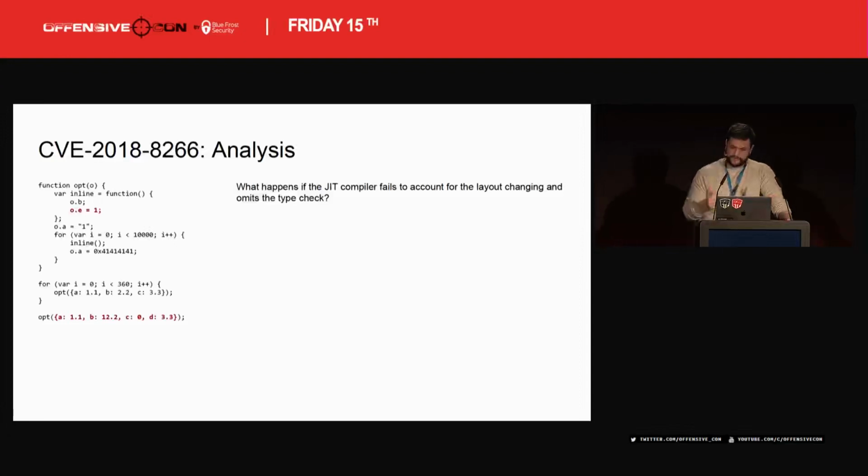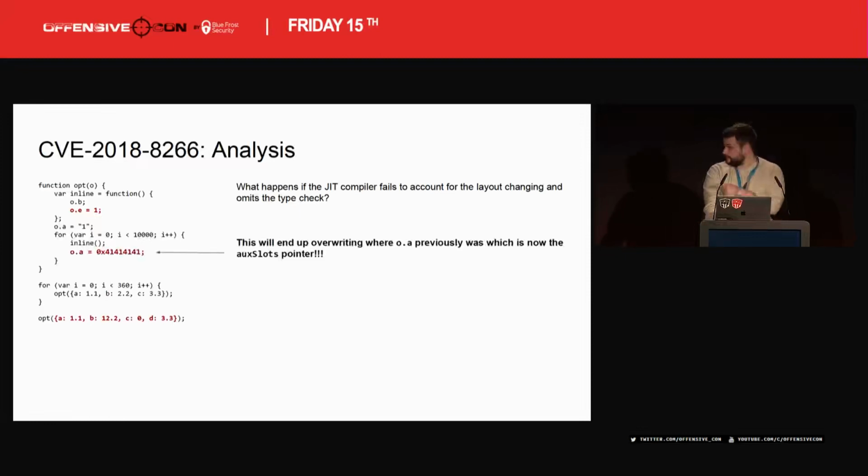So now the question is, when we set that property O.E, which effectively adds a new property to our scalar object, what happens if the JIT compiler somehow fails to account that this might change the layout and therefore omits the type check, saying, oh, this won't change the layout. I don't really need to check if the thing is of a certain type. It will still be inline. Well, this O.A equals 414141 will basically end up writing where O.A previously was, which is directly inside the object. But now we are using an oxlots pointer, so we basically overwrite a pointer. So yeah, that's basically the trigger. I hope it was kind of easy to follow.